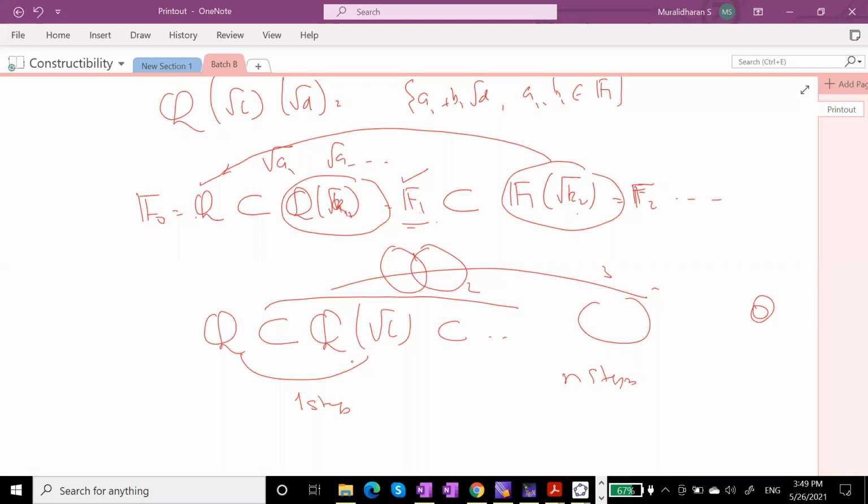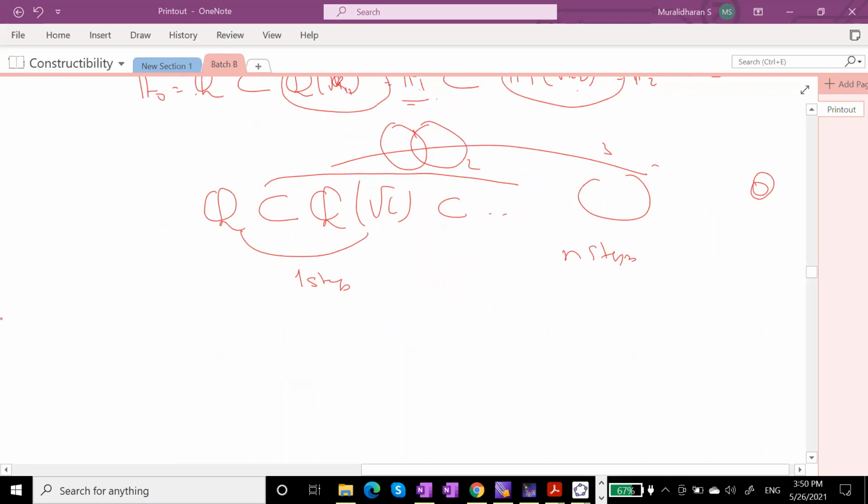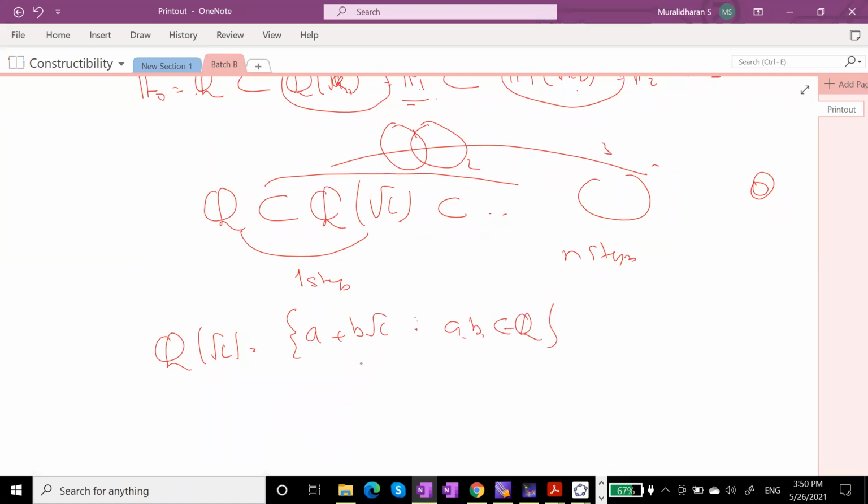Yes, Parth. Sir, Q is the set of rational numbers, right? Then how are we treating it as a function also, like Q of root C? No, I'm not taking it as a function. I'm just using a notation. Q root c means, by definition, this set. It's just a definition. I'm not saying it is a function or anything like this. I don't know anything about functions, so I don't care.